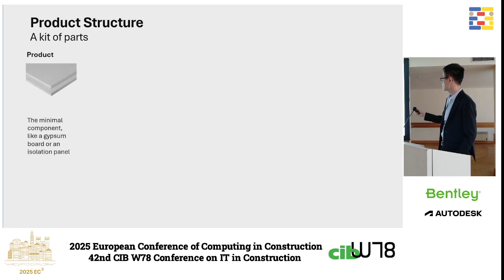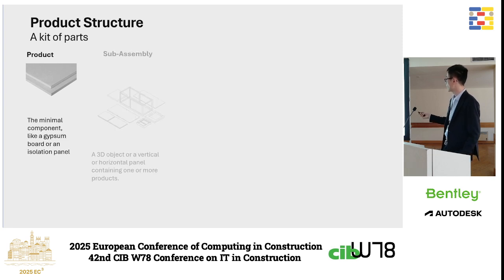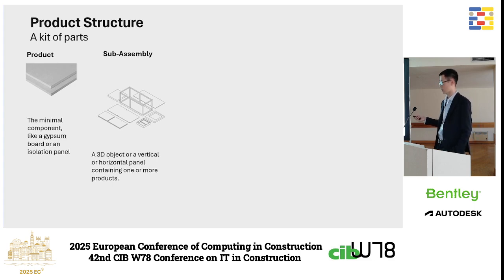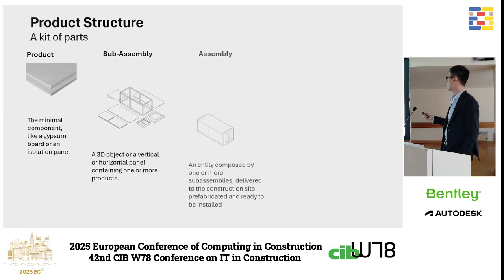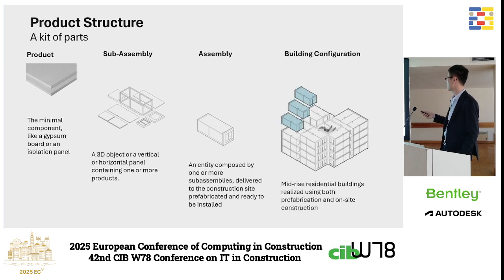This is the classification or hierarchy of the schema of the product structure, starting with the minimum component of the products, such as the gypsum board, and then we have a sub-assembly, like a panel, which could be fabricated in the factory and assembled on site. And then we have a more complete assembly, which refers to the prefabricated 3D module. And all of the above elements can be combined in different building configurations.